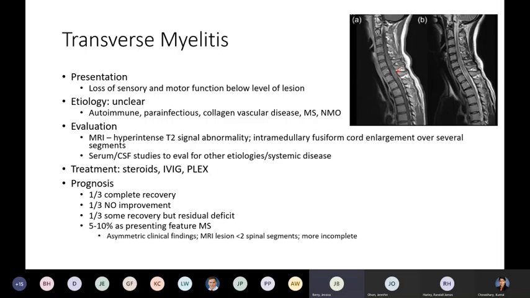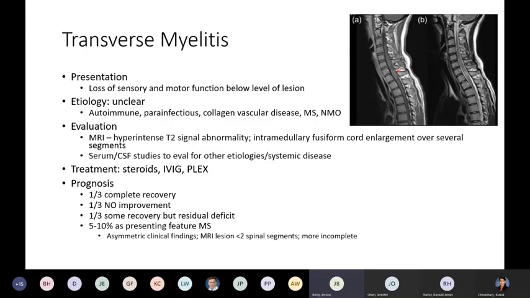Prognosis in transverse myelitis follows this rule of thirds. About a third of patients will have complete recovery, about a third will have no neurologic improvement, and a third will be somewhere in the middle, with some recovery but some degree of residual deficit. About 5 to 10% of transverse myelitis cases actually end up being the presenting feature of multiple sclerosis.